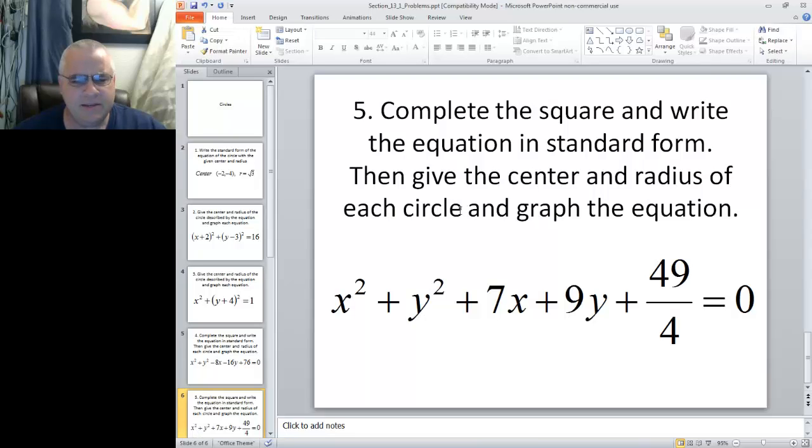And I think that's the last problem. Yes, it is. And that's circles.